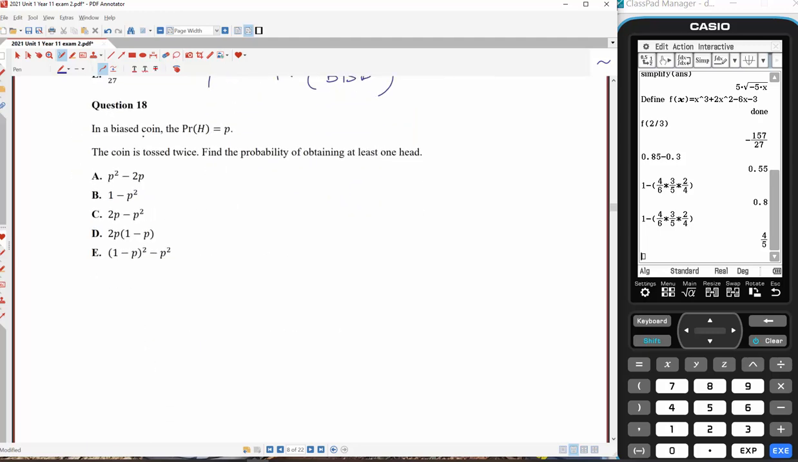Okay. On a biased coin, the probability of a head is P. The coin is tossed twice, at least one head. Okay, so these ones are hard. When you toss a coin, you get a head or a tail, and the probability of a head is P. That means tail is going to be 1 take P. Now, because a coin toss is independent, this is going to be P, this is going to be 1 take P. This is going to be P, 1 take P.